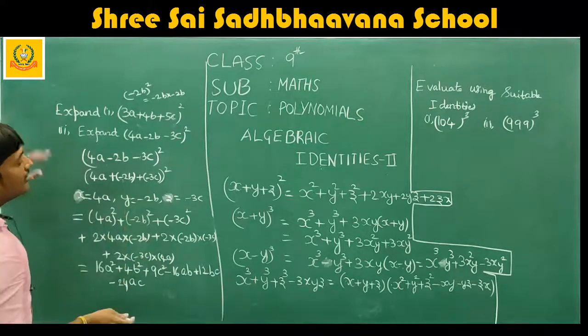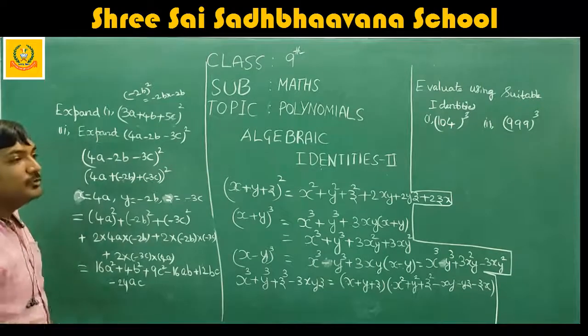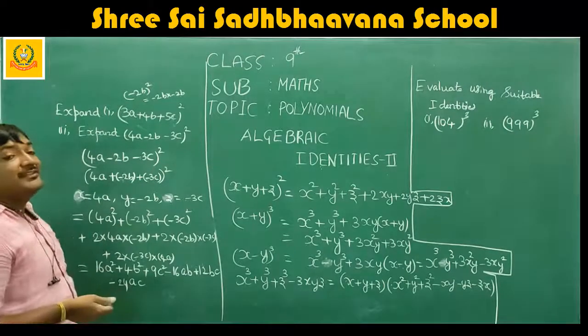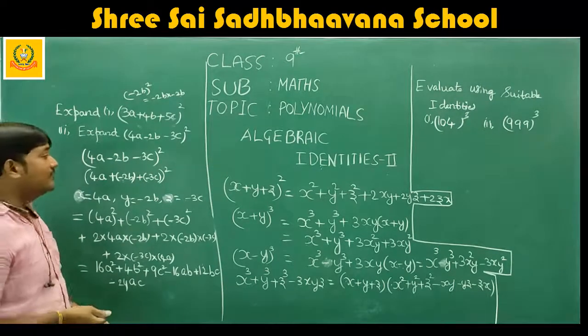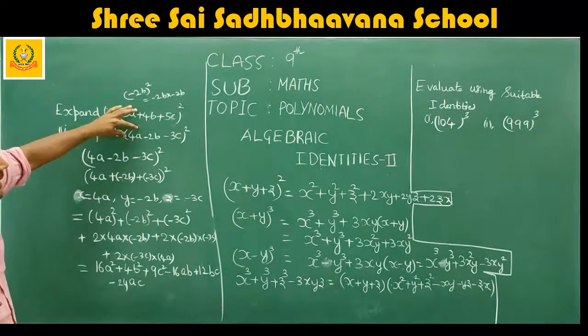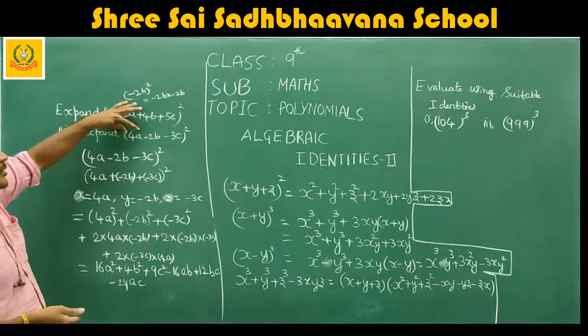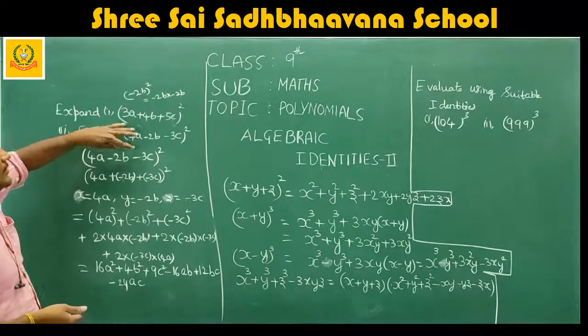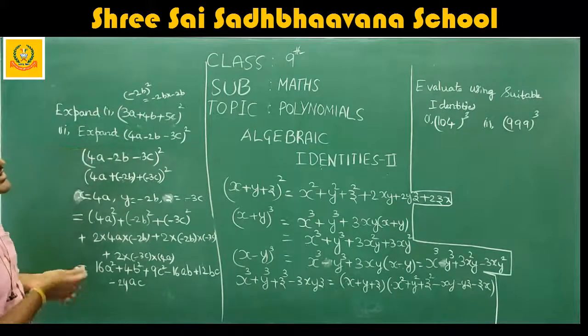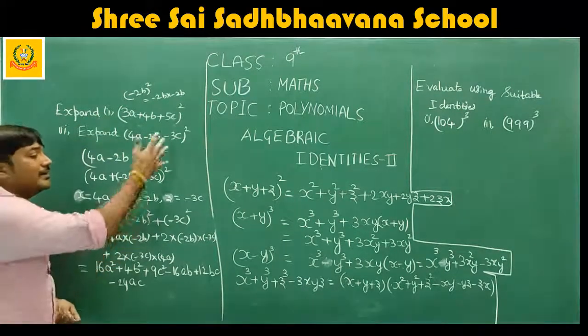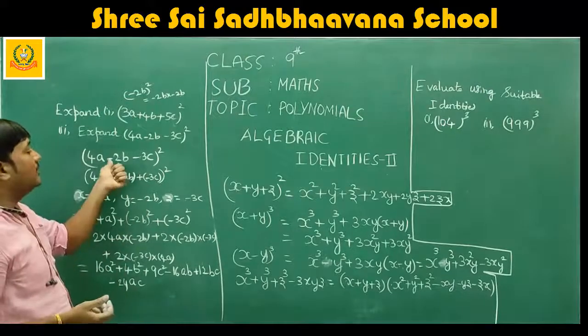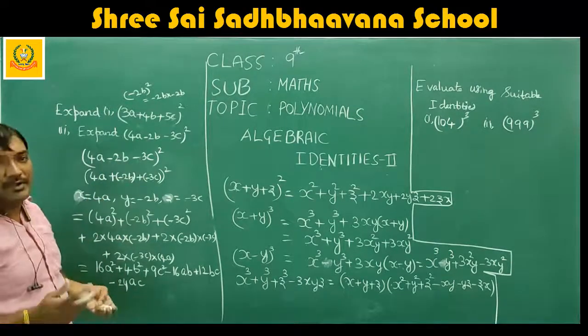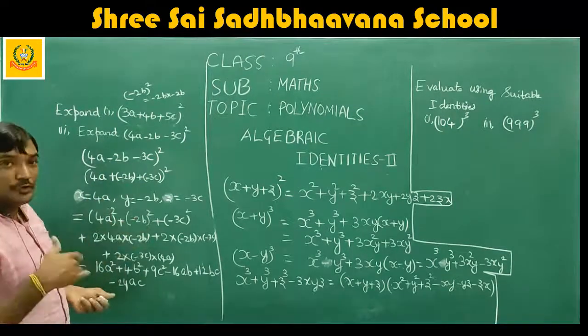So this is the expansion of 4a minus 2b minus 3c whole square. I'll just repeat this once again. Whenever you write this expansion sum, and afterwards you should just check which identity will be suitable. And obviously here we have minus, but in that identity we have plus. So we have to convert this into that form.